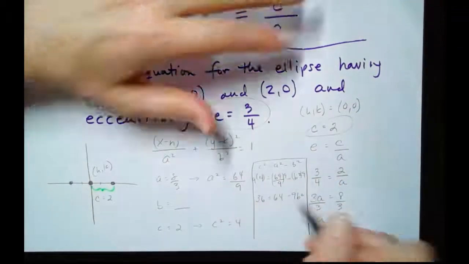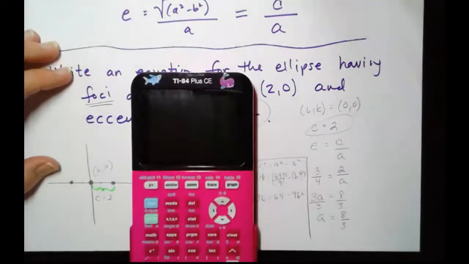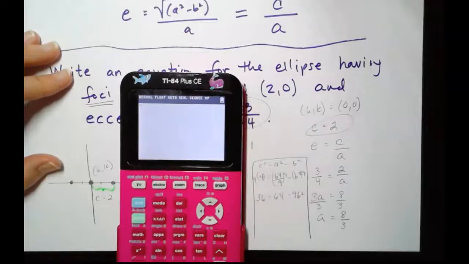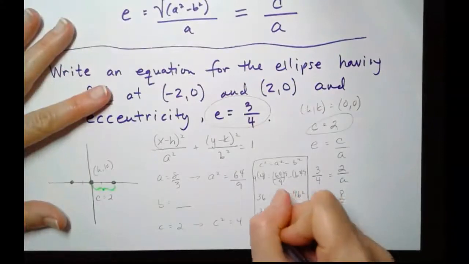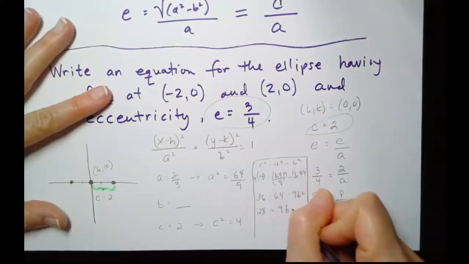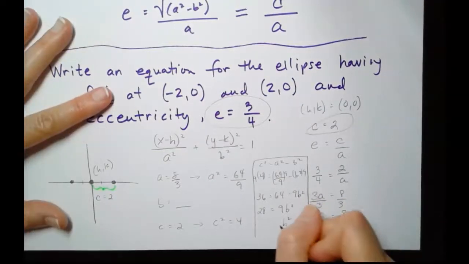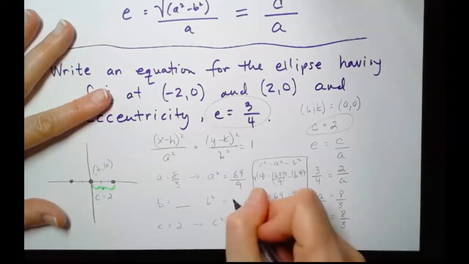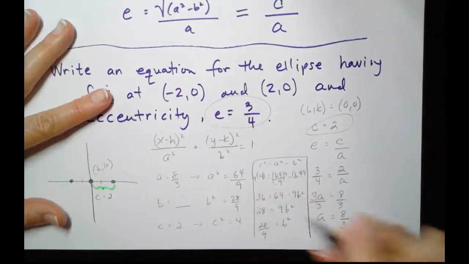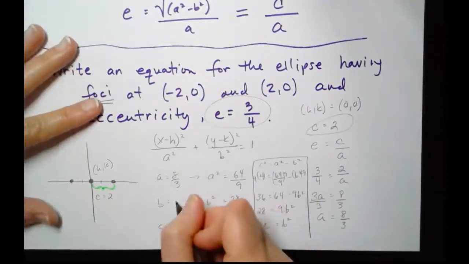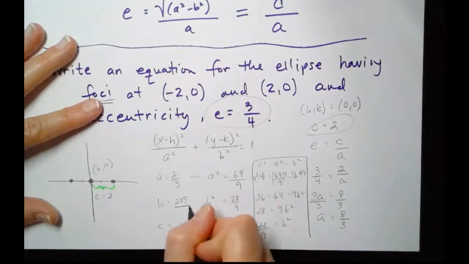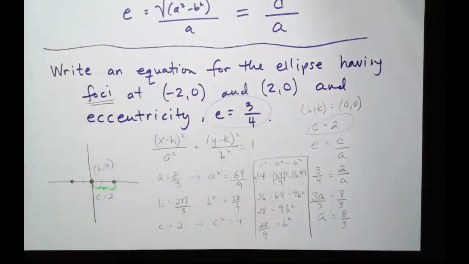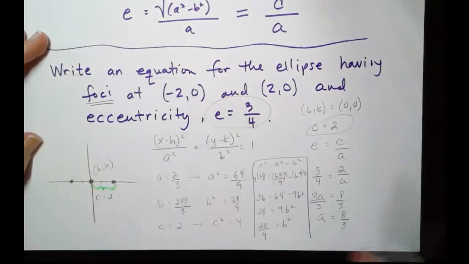So 36 minus 64, and I'm using my calculator because subtraction's hard. 36 minus 64, negative 28, okay? So 28 equals 9b squared. I'm dumping my negative signs there. So b squared equals 28 over 9. B, of course, would be 2 root 7 over 3. I'm not even going to attempt to graph this. I'm just going to write my equation here.